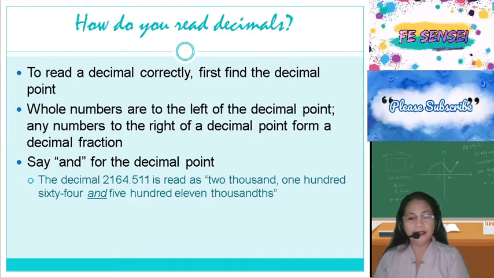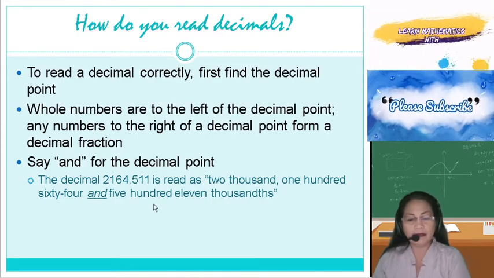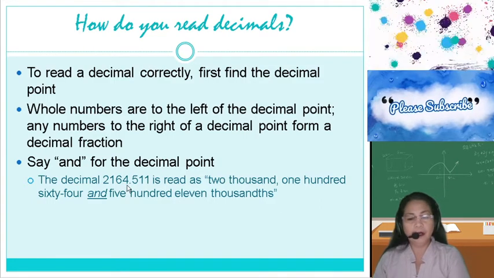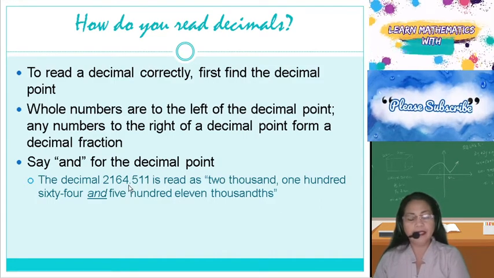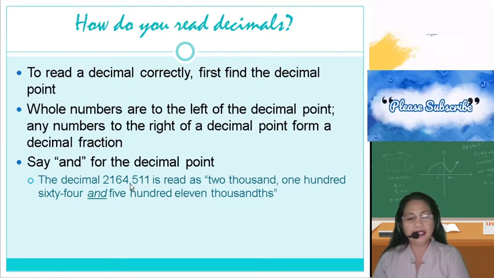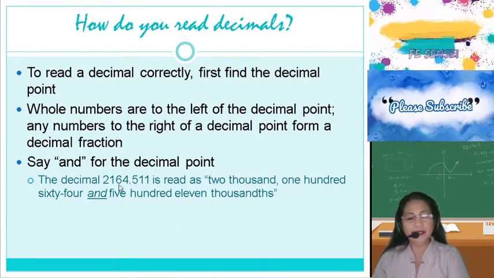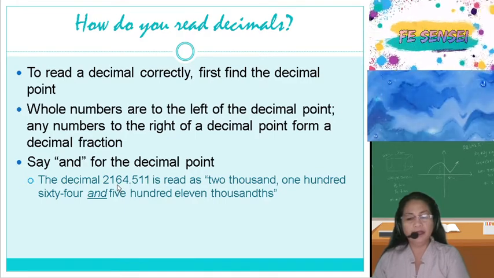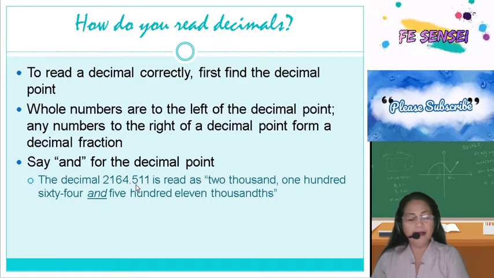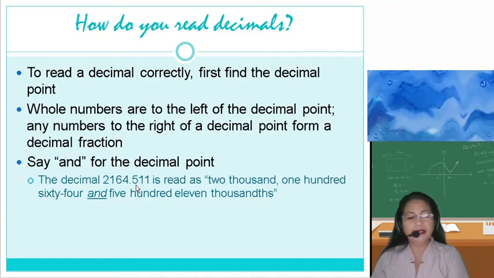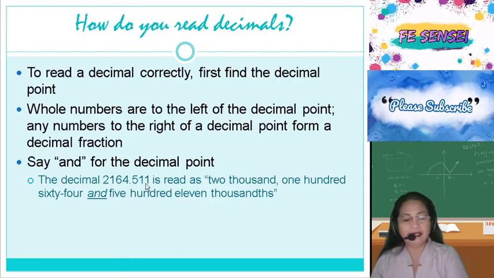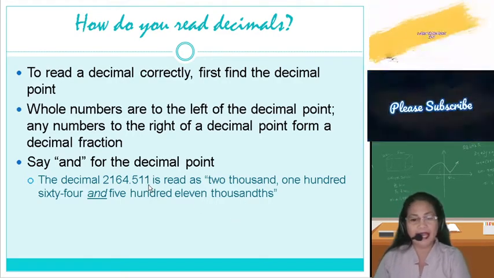So first, find the decimal point. So this is the decimal point. Then, the whole number is to the left, and the decimal is to the right of the decimal point. This is read as 2,164 and 511 thousandths. It is thousandths because it ends in the thousandths place.